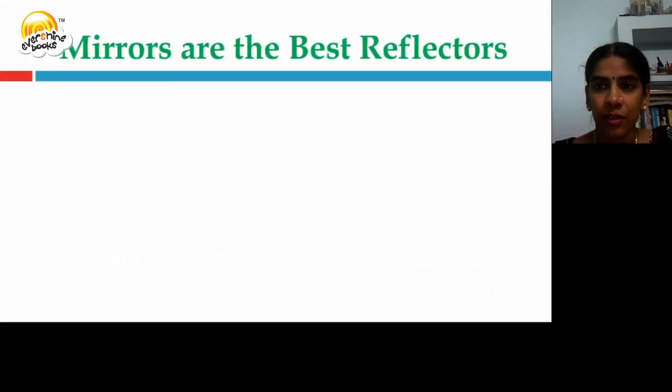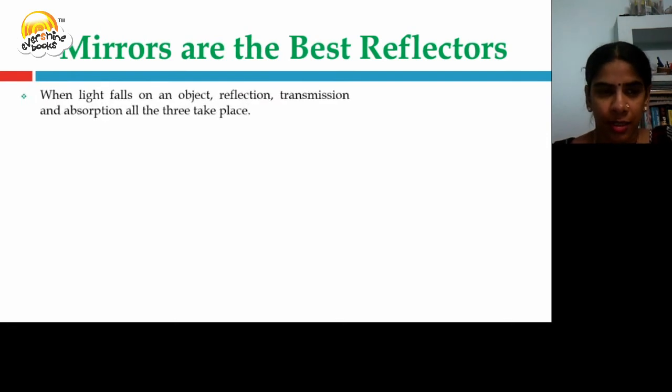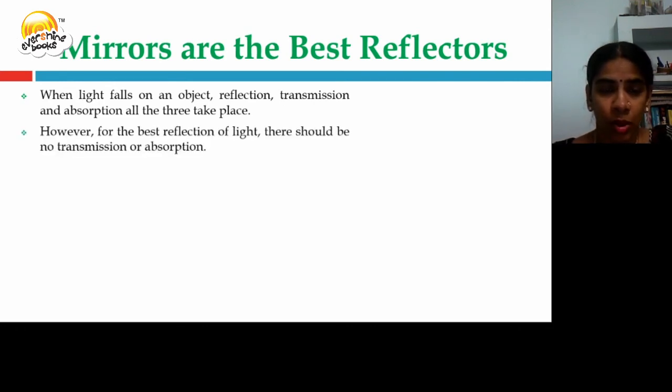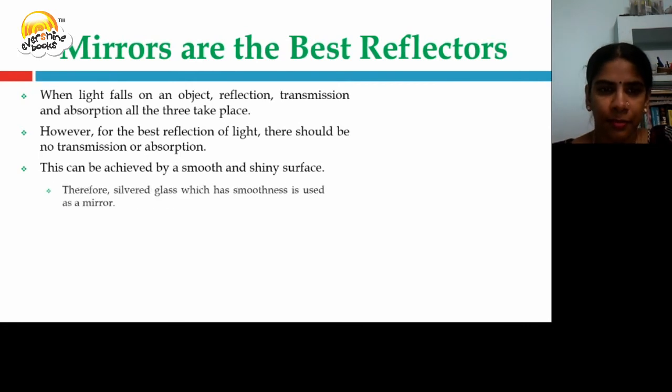Mirrors are the best reflectors. When light falls on an object, reflection, transmission and absorption all three take place. However, for the best reflection of light, there should be no transmission or absorption. This can be achieved only by a smooth and shiny surface.